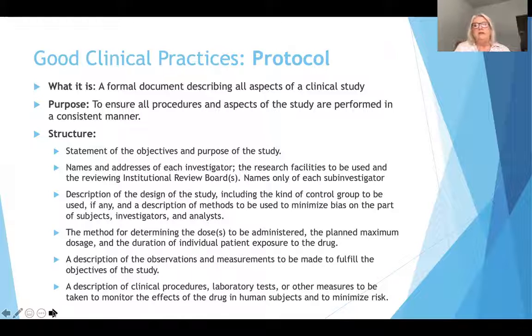The description of the clinical procedures, laboratory tests, and other measures taken to monitor the effects of the drug in human subjects and to minimize risk. This is something you'd usually find in what I call the schedule of events. It's a timeline with all the procedures listed, when they're collected, etc. And it's a good guide for people who are doing this study, so you don't have to go page by page every time.